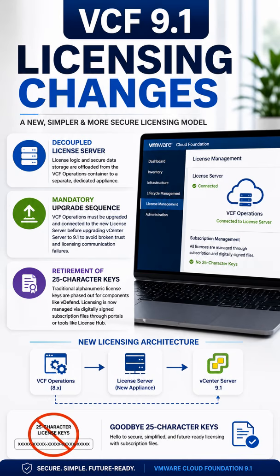And the second and the most important point for production support is the upgrade sequence. When upgrading to VCF 9.1, we do not upgrade vCenter Server to 9.1 first and then worry about the licensing later. The correct sequence is to upgrade VCF Operations first, then deploy the required VCF management services and license server, then register the license server and make sure license communication is working. Only after that should we proceed with the vCenter Server 9.1 upgrade.